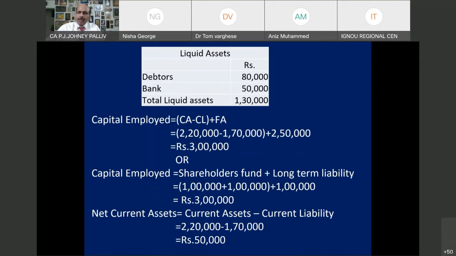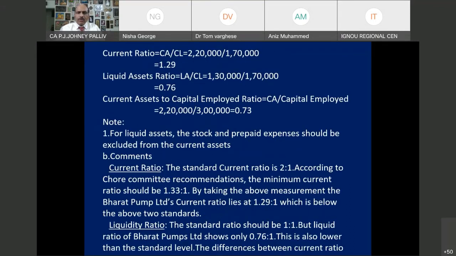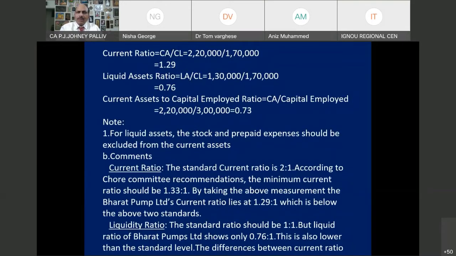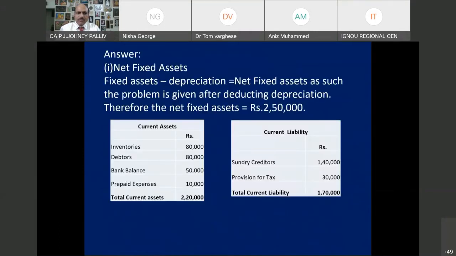Now let us see the formula for liquid assets ratio. The liquid asset ratio is equal to LA divided by CL. What is LA? It is not Los Angeles, it is liquid assets. Liquid assets divided by current liability, CL, current liability. Liquid assets, we have found out 1,30,000 divided by current liability 1,70,000. Therefore, liquid assets ratio is equal to 0.76. Now, let us see what is the next question asked.